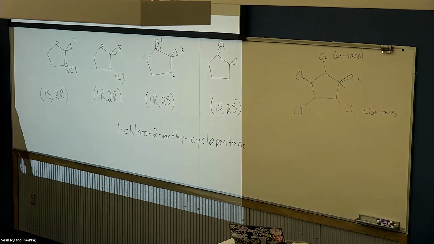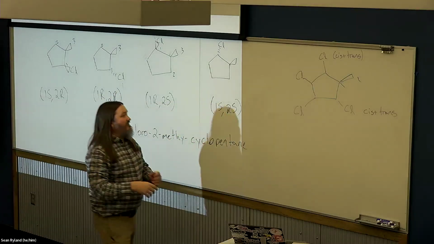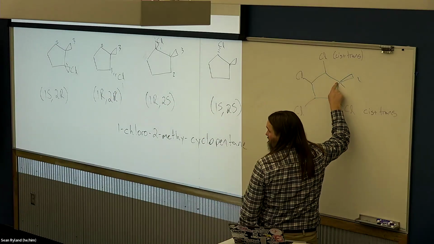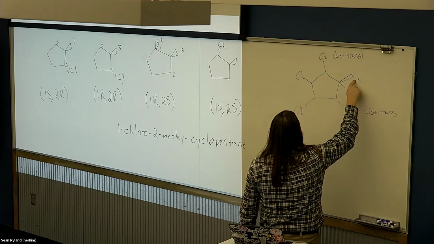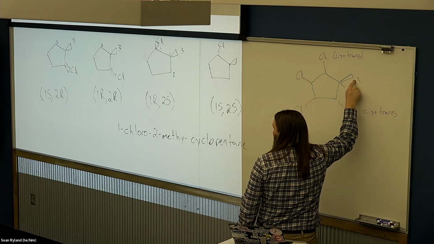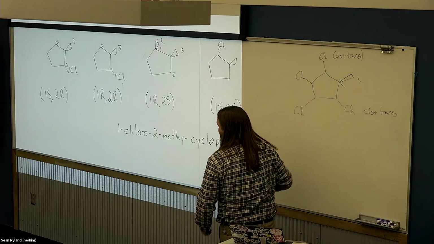So the position that didn't have any stereoisomers, we're putting it on. So it would be 1-chloro-1-methyl. Or we could put the chlorine on the methyl group itself. Those don't have any stereoisomers.